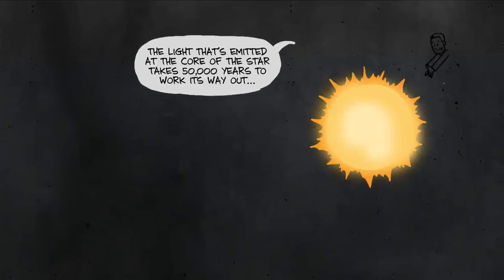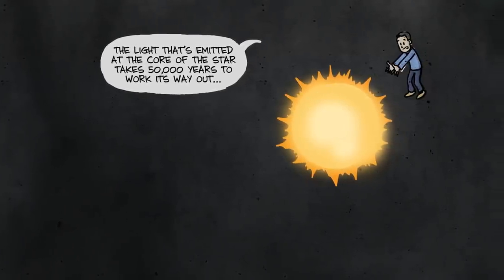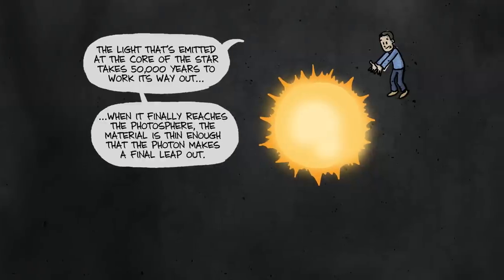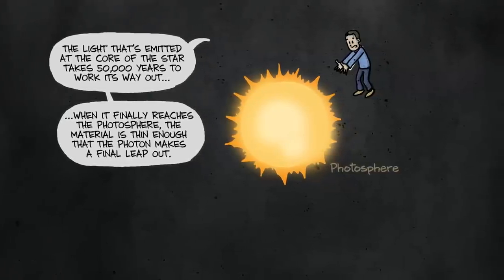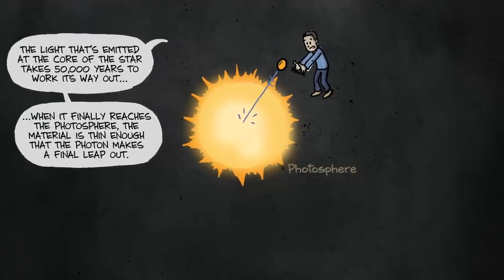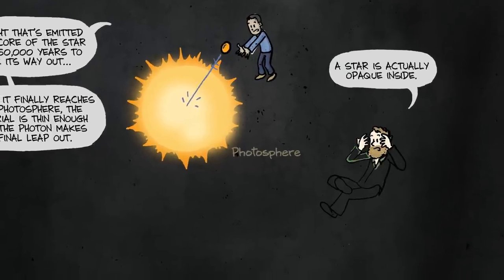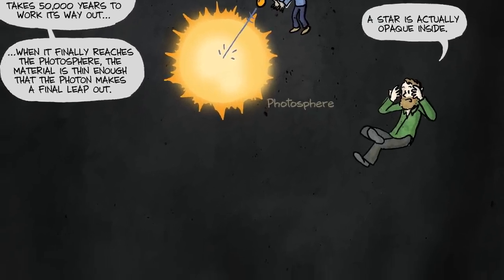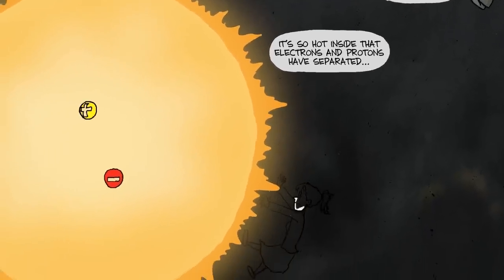The light that is emitted in the core of the star takes 50,000 years to work its way out. And then when it finally reaches a certain point known as the photosphere, the material in the star is thin enough that that photon makes one final leap out to our eyes. The star itself is opaque inside. It's ionized. It's a plasma. It's so hot that the electrons and protons have separated.